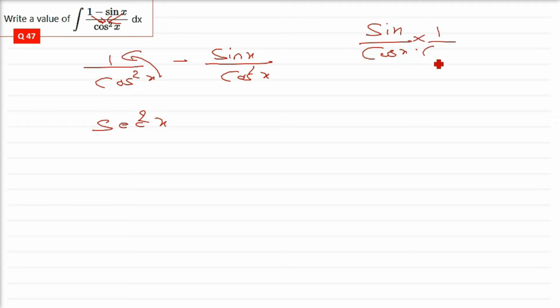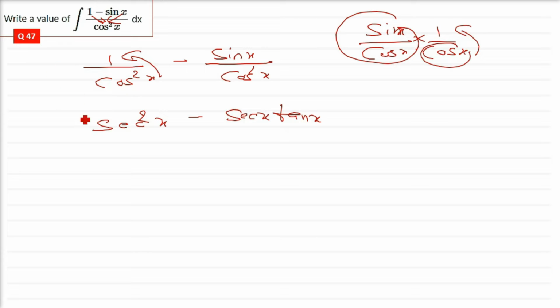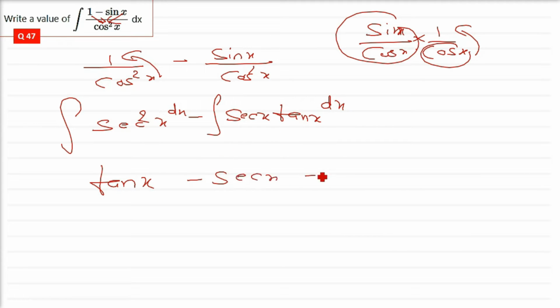So 1 by cos square x minus sin x by cos square x. 1 by cos square x is sec square x, and sin x by cos square x, as I just showed you on the right, will be tan x and sec x. Now the two parts which you see on the left and right both are direct results. Sec square x will give you tan x, sec x tan x will give you sec x plus a constant of integration. This is a direct formula.